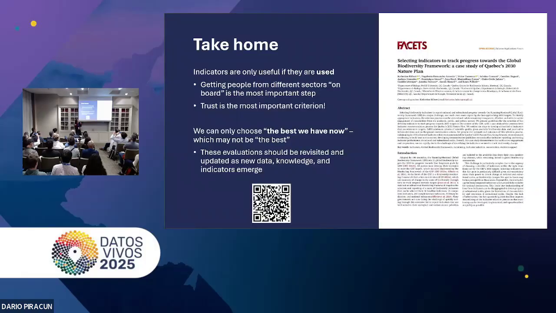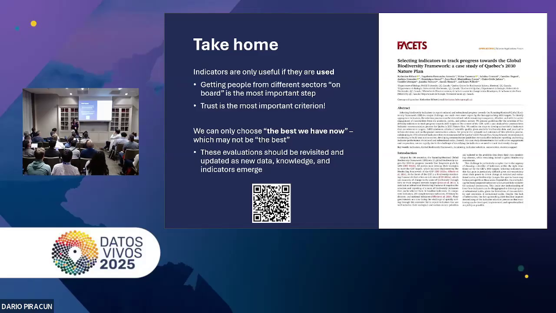Takeaways that don't really come into the filtering in a formal way, but that run throughout, is that trust is the most important criterion. You can't just draw up a list of indicators and assume they will be accepted. So bringing people into this process is almost more important than just the best indicators out there.